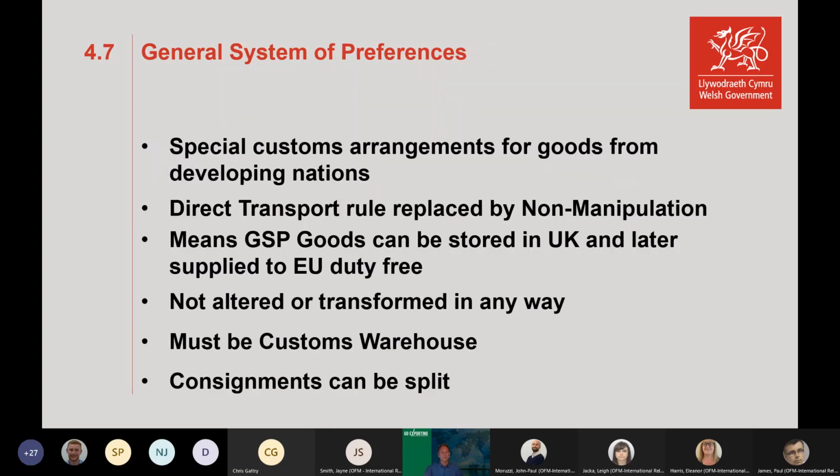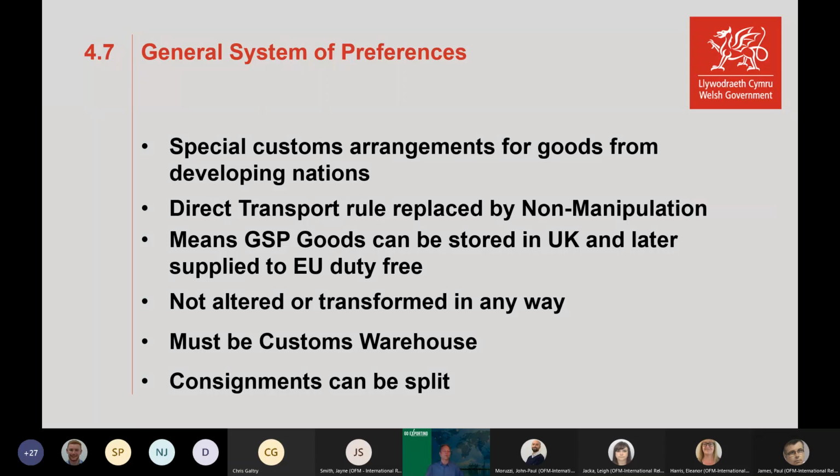And the other area under the trade agreement is the general system of preferences. This is special customs arrangements for goods coming from developing nations, to help developing nations improve their economies and their situations. It used to be that the goods had to be shipped directly to the country they were going to end up in. But that rule under the TCA has been replaced by something called non-manipulation.